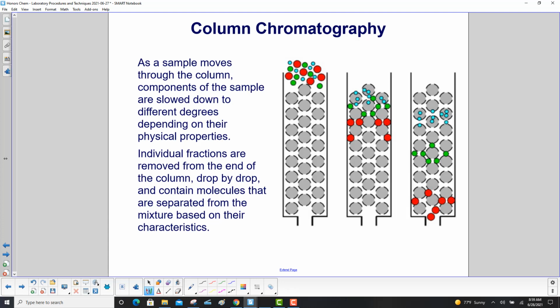As a sample moves through the column, and here you have a sample, we're representing the different molecules by their colors and sizes. Different components of the sample are slowed down to different degrees depending on their physical properties. So they're moving down like this, and hopefully you can see the red is at the bottom, green here, and blue is moving the slowest. Individual fractions are removed from the end of the column, down here, drop by drop, and contain molecules that are separated from the mixture based on their characteristics.